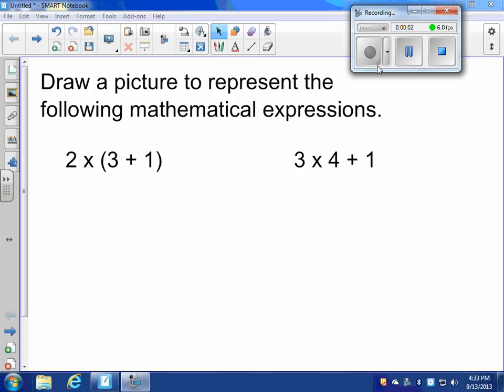Happy weekend, everybody. This is a quick review for your order of operations test that you will have on Monday.